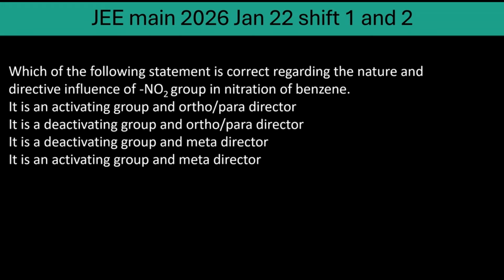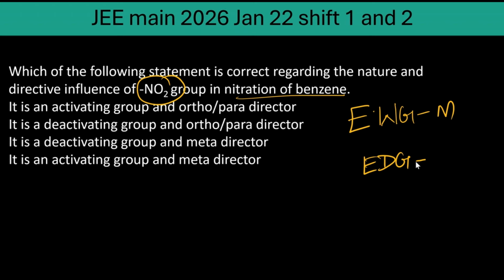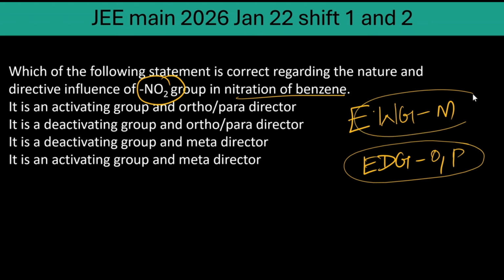Which of the following statements is correct regarding the nature of the directive influence of the NH2 group in the nitration of benzene? I already told you, electron withdrawing groups like nitro, cyano, or aldehydes, ketones will direct the incoming electrophile to meta positions. And electron donating groups like methyl group, OH groups, R group generally, and NH2 groups direct to ortho-para positions. These will activate, these will deactivate. But halogens are the ones which will deactivate the ring but direct to ortho-para positions.